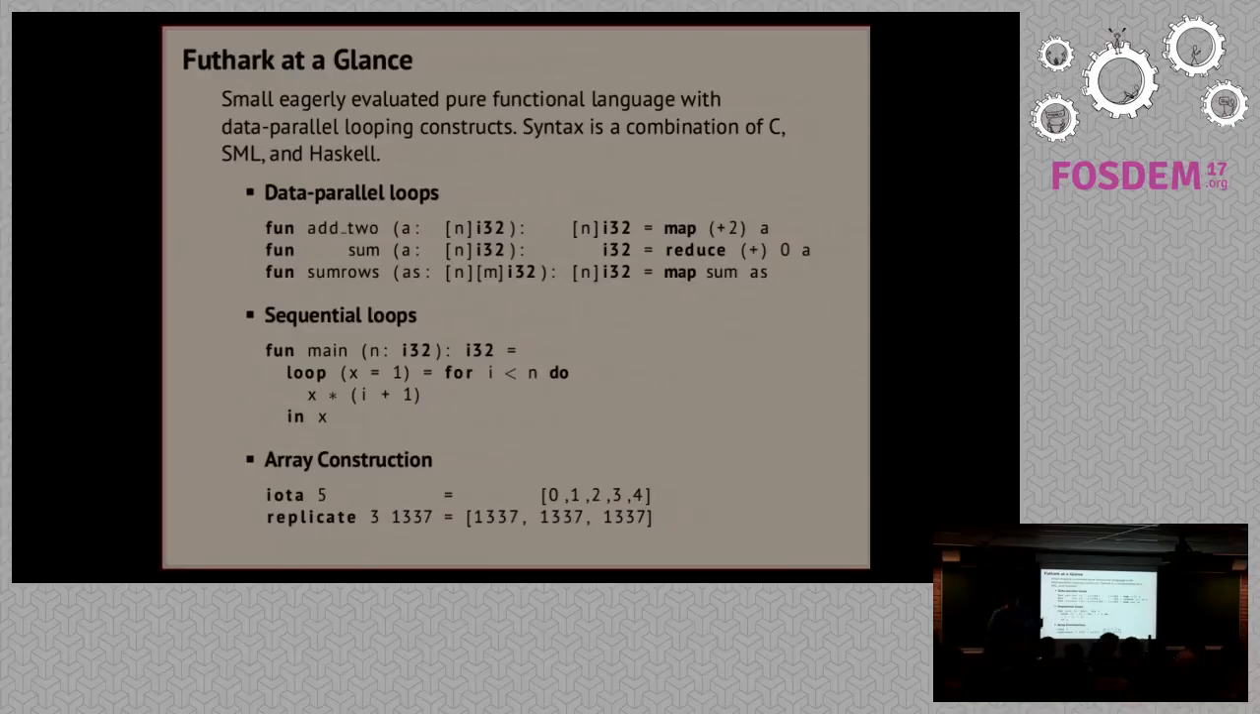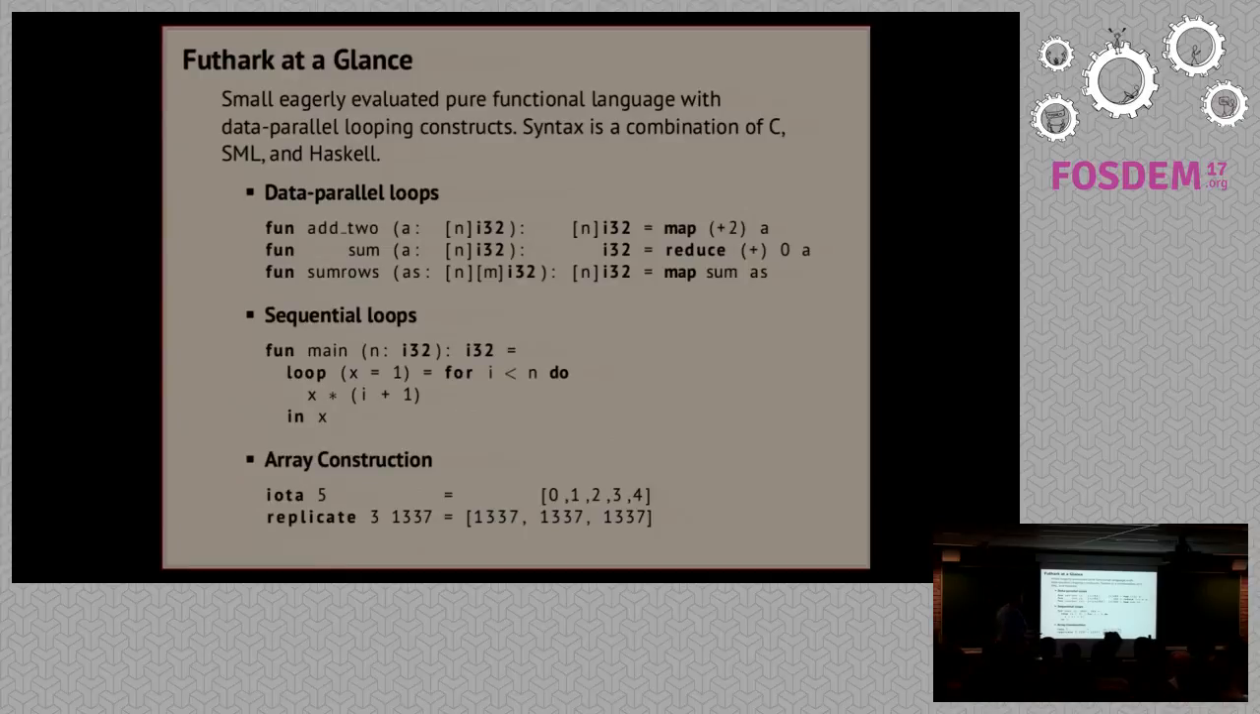Futhark also has sequential loops. It's a pure language, so there are no destructive updates, but you can kind of fake them by saying, okay, start with a value x that's equal to 1, then run this number of iterations, and for each iteration, compute a new value of x with this expression, so multiply x with i plus 1, and then run the loop again until i hits n, and then x is returned.